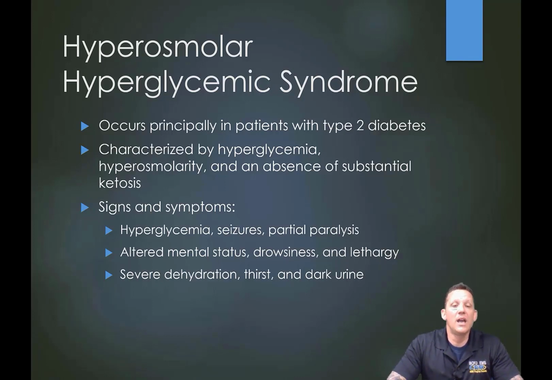The signs and symptoms are the high blood sugar, or the hyperglycemia. They'll have seizures in some cases and partial paralysis. More often than not, they're going to have altered mental status or be extremely lethargic. They will generally be dehydrated, have significant thirst, and very dark urine. And again, that's because the kidneys are really trying hard to get rid of that sugar.